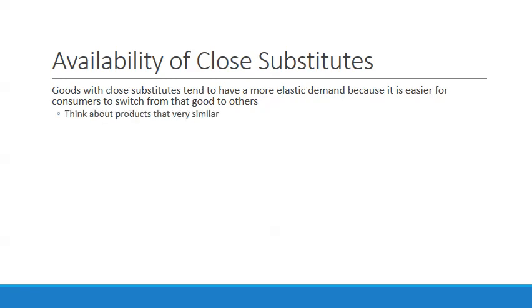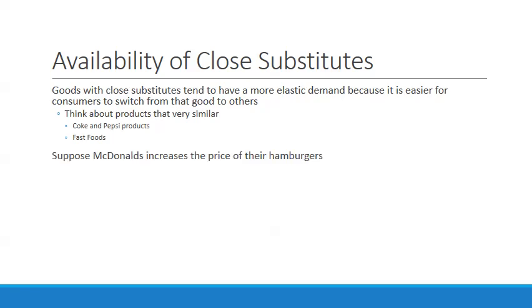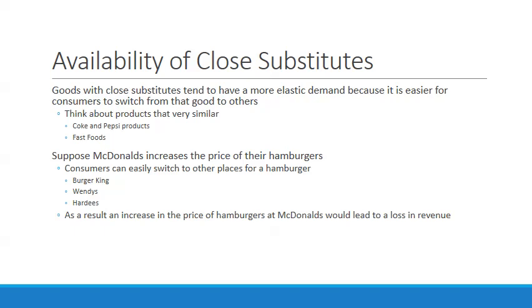Think about products that are very similar, Coke and Pepsi, for example, or fast foods like hamburgers. Suppose McDonald's increases the price of their hamburgers. Well, consumers can easily switch to other places for a hamburger. I mean, you've got Burger King, you've got Wendy's, you've got Hardee's. As a result, an increase in the price of hamburgers at McDonald's would lead to a loss in revenue because it's an elastic good. So the more substitutes an item has, the more elastic it is. The fewer substitutes, the more likely it is to be inelastic. Pretty easy one.